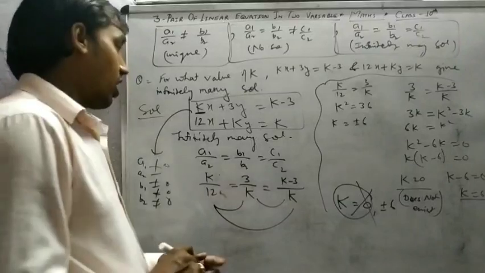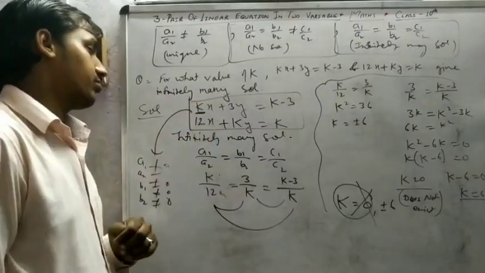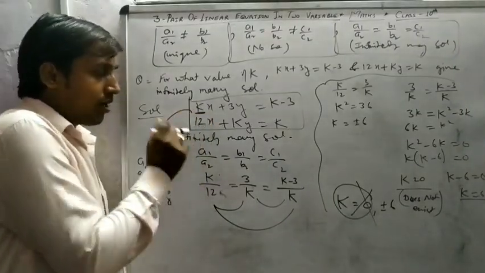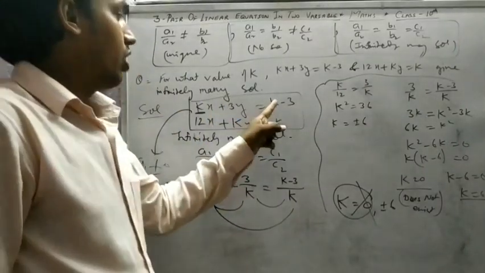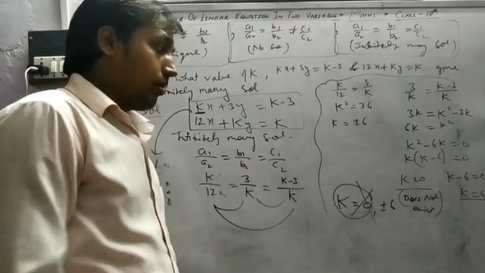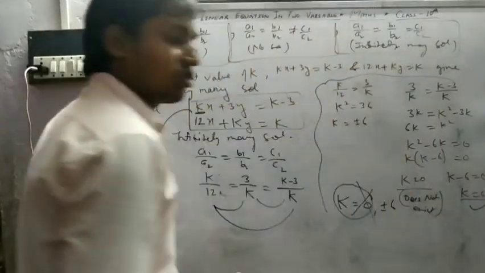Let's check plus 6. If you write 6 here, 6 upon 12 is 1 upon 2. 3 upon 6 is 1 upon 2. 3 upon 6 is 1 upon 2. Means this is okay. Check minus 6 also.